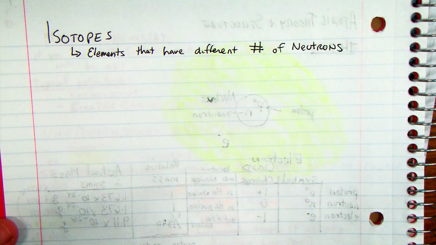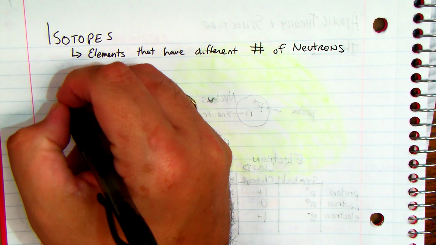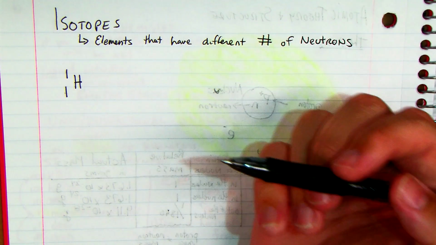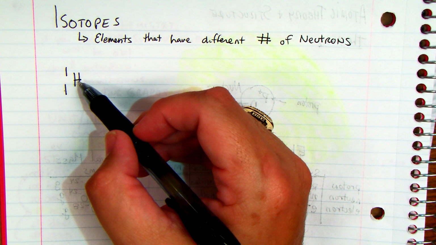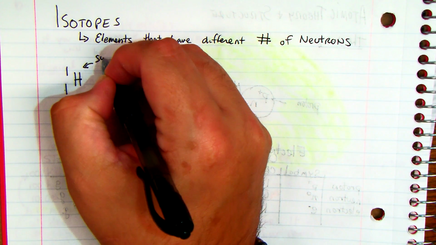Now, this basically means that, for example, hydrogen has 3 different isotopes, which means it has 1 proton, but the number of neutrons are going to change, and we're going to get 3 different versions of it. Now, for example, the first one is this, and this is how you're going to see it. It's going to be a 1 and a 1. On this side, 1, 1, and H, the symbol for hydrogen. So H, this guy is your symbol, your element symbol.